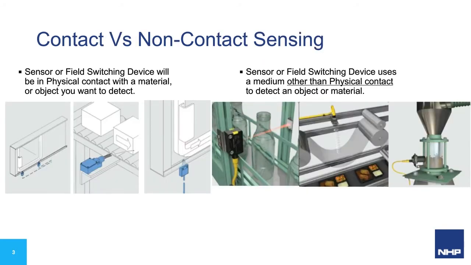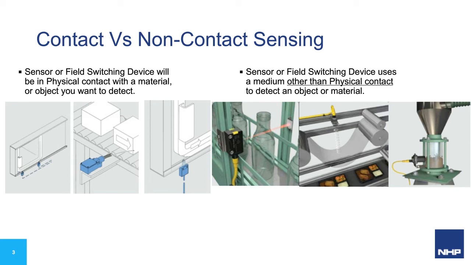First off, as obvious as this might be, it's important to note the differences between contact and non-contact sensor technologies. Contact field switching and sensing technologies rely on the physical object or material you wish to detect coming into direct contact with the device you're using. So the object that you wish to monitor needs to physically interact with the sensor in some way, shape or form and exert a force onto it.